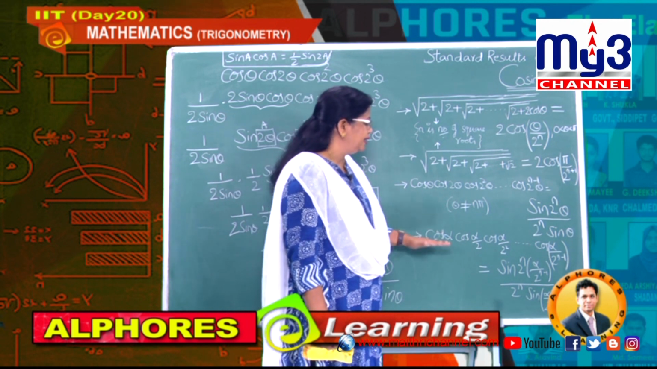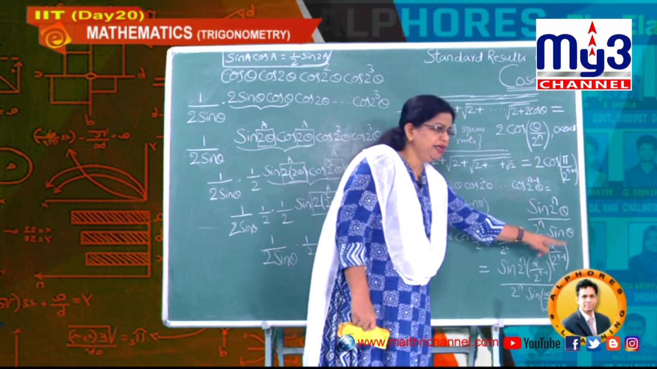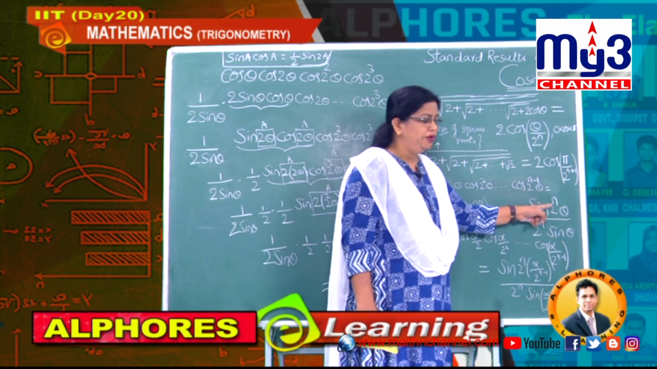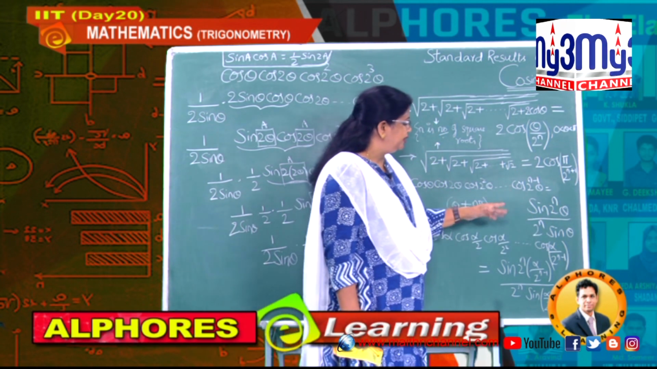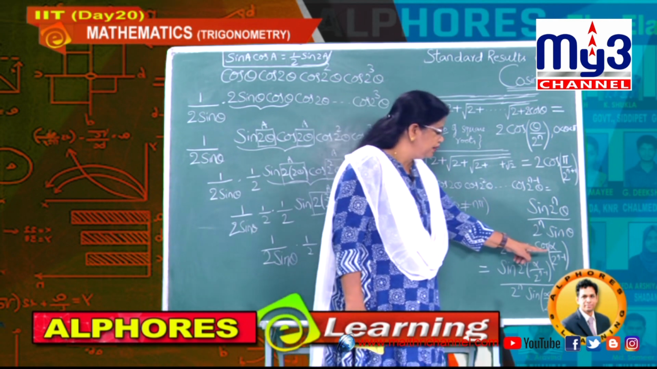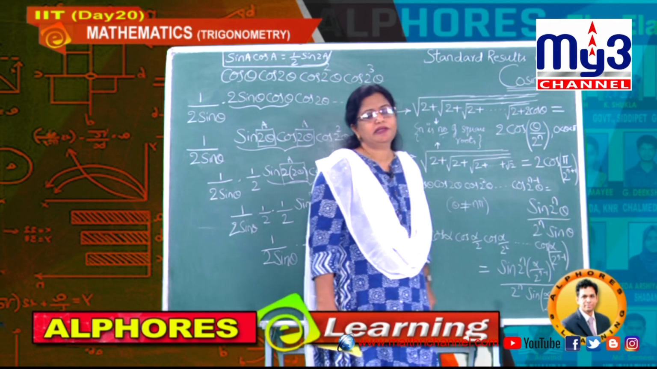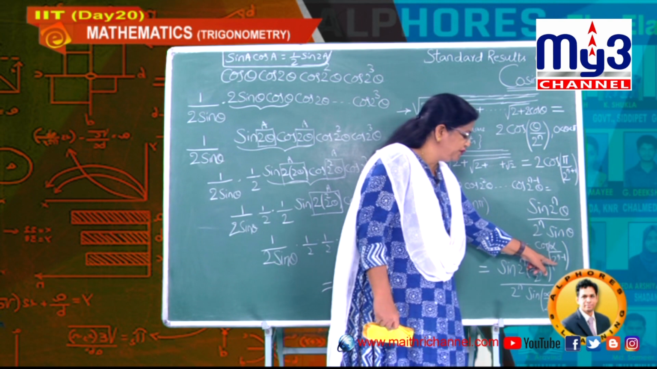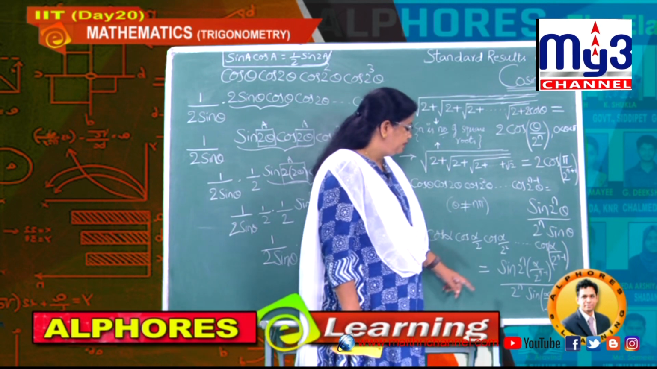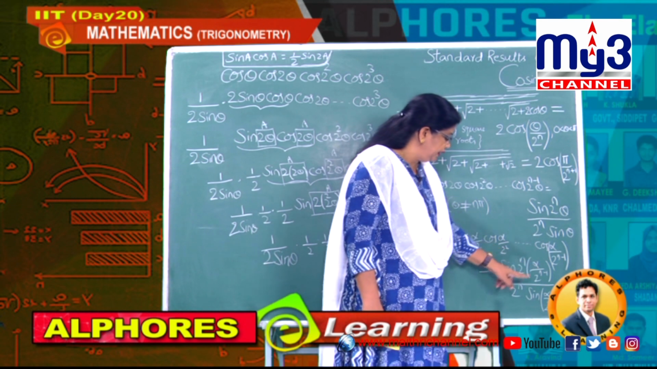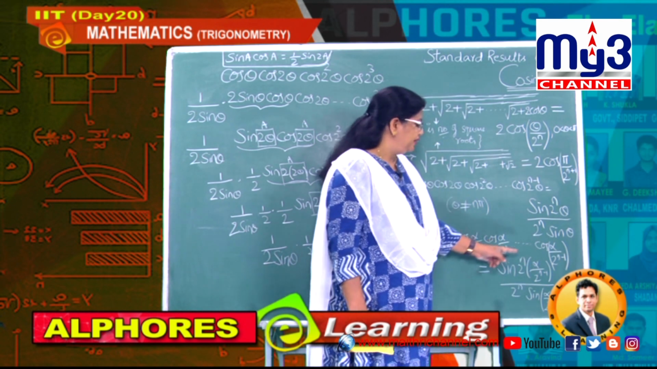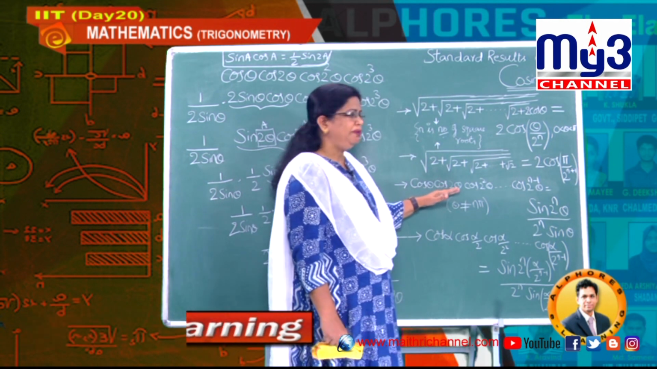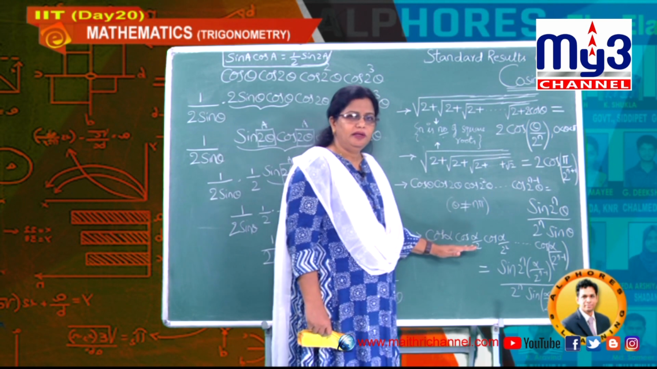So what is the least angle, students, here? Alpha divided by 2 power n minus 1. So this is the least angle. Same value, whatever you are having here, instead of theta, what is the value you got? Alpha by 2 to the power of n minus 1. That is the value you got. So instead of theta, students, alpha by 2 power n minus 1. That is why your answer is the same thing, sine 2 power n theta by 2 power n sine theta, where theta is nothing but alpha by 2 to the power of n minus 1. So if you remember this formula, automatically you can write this answer.